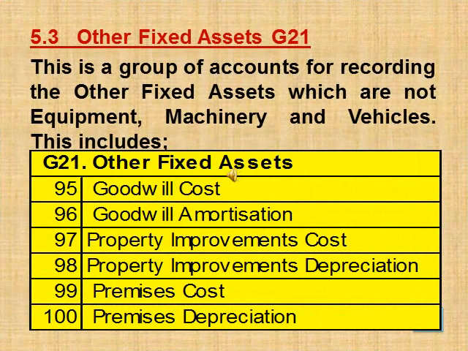Section 5.3. Other fixed assets. Group 21. This is a group of accounts for recording the other fixed assets which are not equipment, machinery and vehicles. This includes goodwill cost, goodwill amortization, property improvements cost, property improvements depreciation, premises cost, plus premises depreciation.